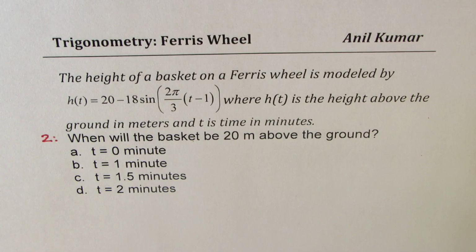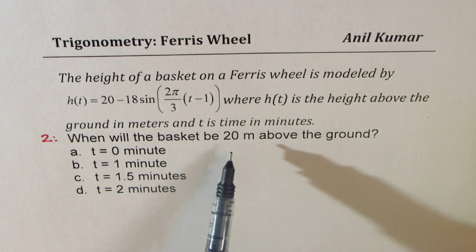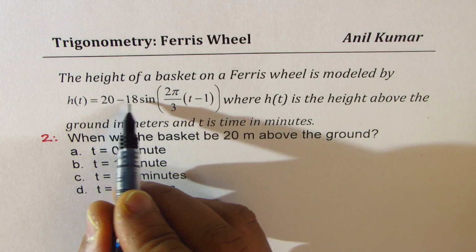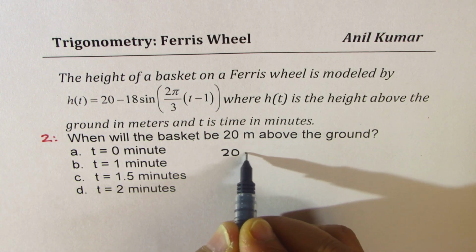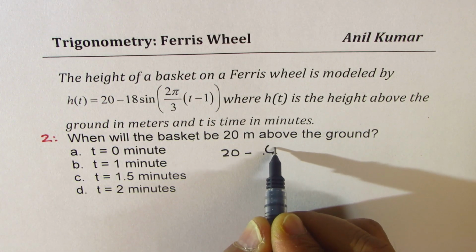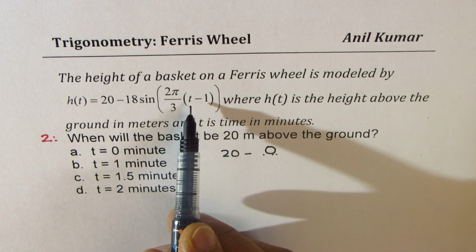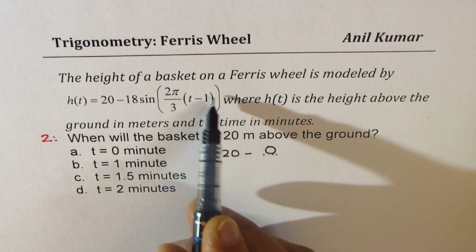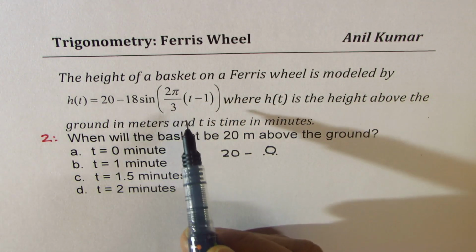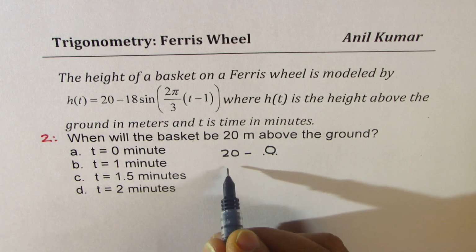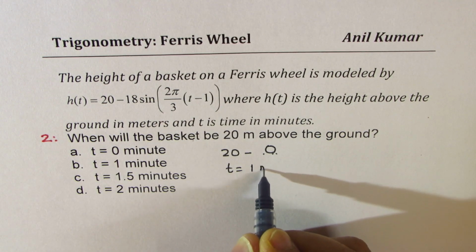Now let's look into question number 2, which is when will the basket be 20 meters above the ground? Since it is 20 minus something, only if this becomes 0 will it be 20 meters. So when will sine become 0? Sine of this will become 0 when t minus 1 is 0. So that is when t equals 1 minute, correct?